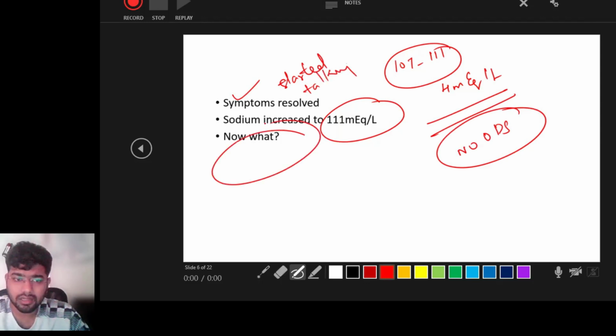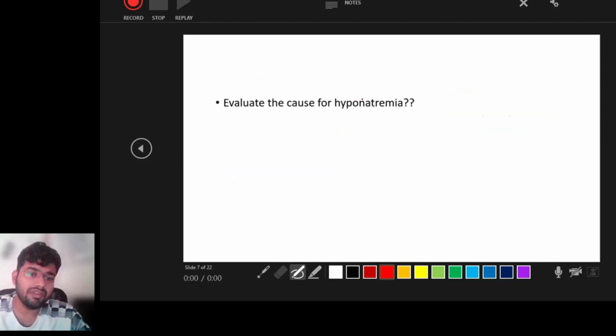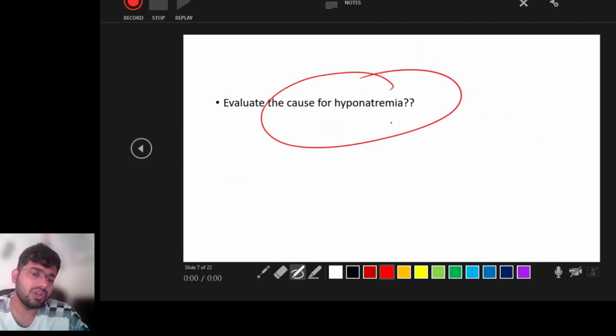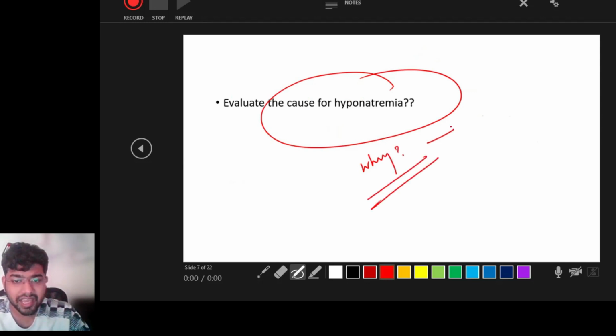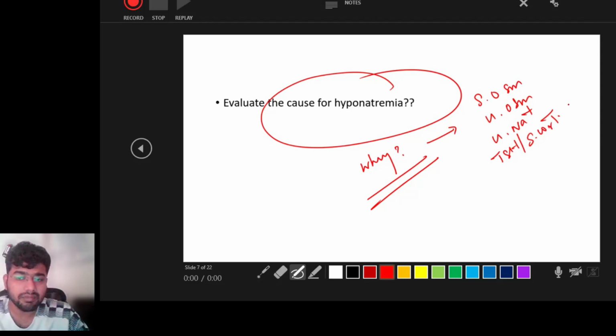Now what? Now we have to evaluate the cause for hyponatremia. Why did hyponatremia happen? This will be helped by the investigations which we had sent already: serum osmolarity, urine spot sodium, TSH, and serum cortisol. Remember, the serum cortisol should be sent at 8 a.m., and TSH is usually, as you know, sent in fasting.